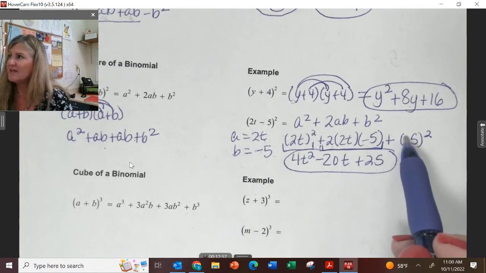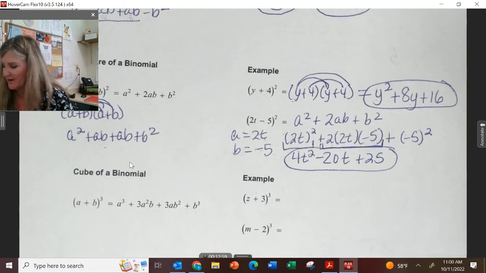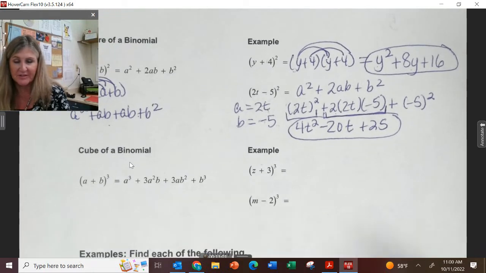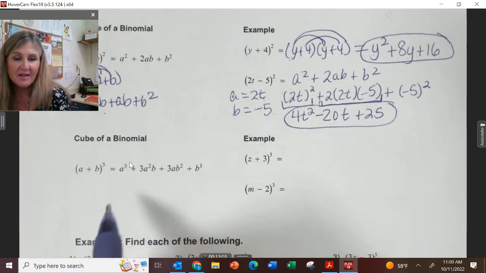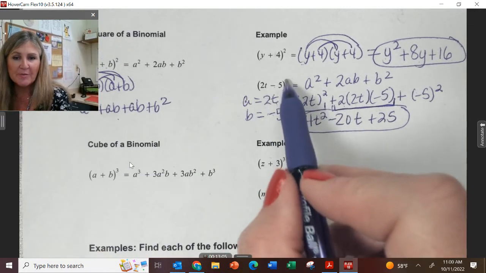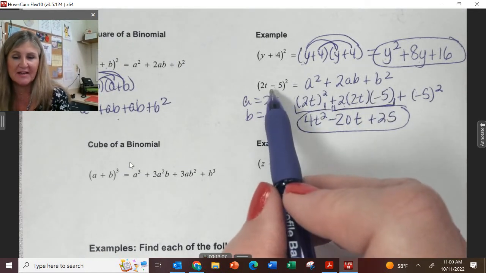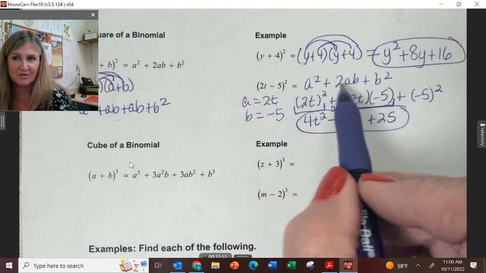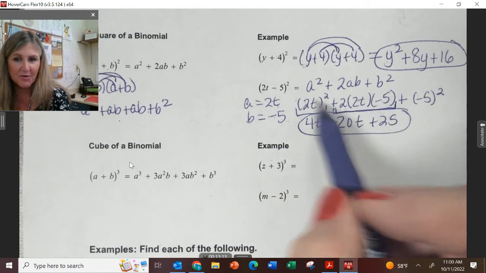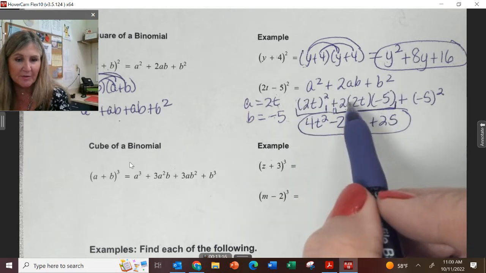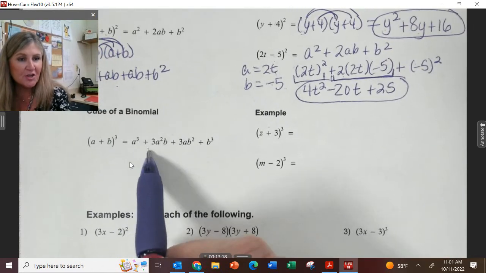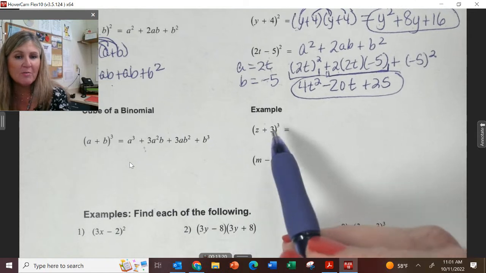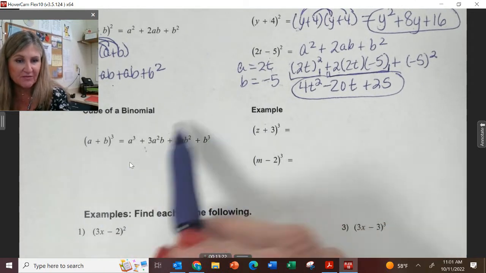So if you want to use that formula, you can. If you just want to write it out and do the problem, you can do it that way as well. Now, using the formula on this problem really isn't necessary. It's not that hard to do 2t minus 5 times 2t minus 5. You can do that pretty much just as quick as we did with the formula. But when you are cubing a binomial, it will go much faster if you use this formula.